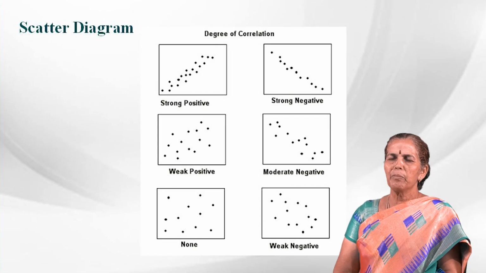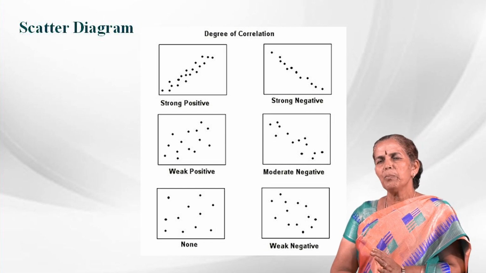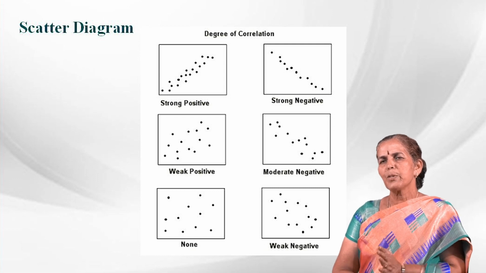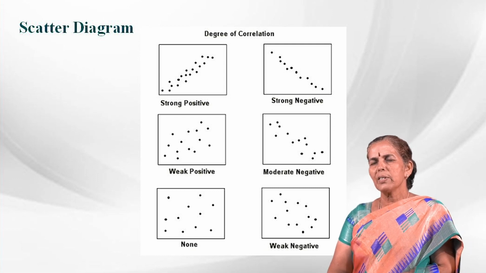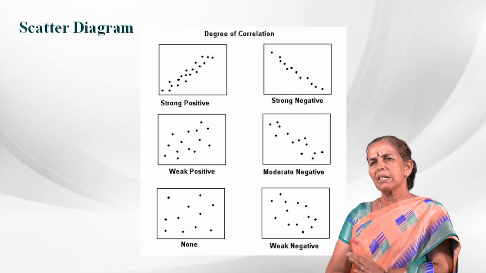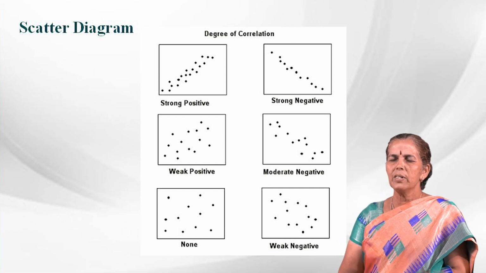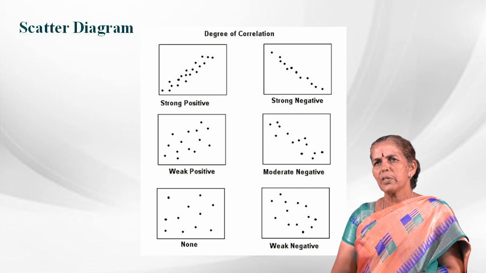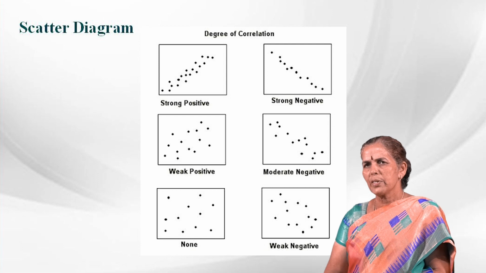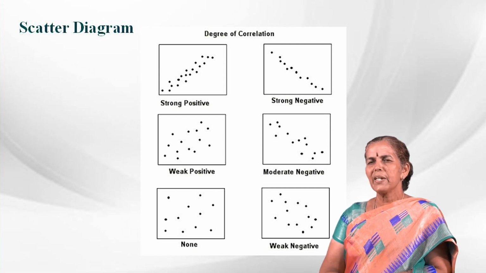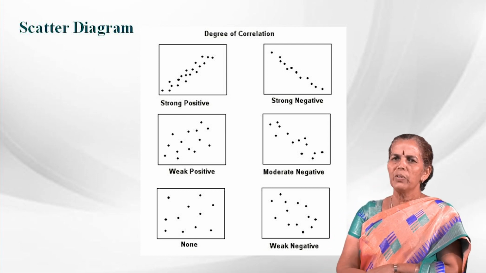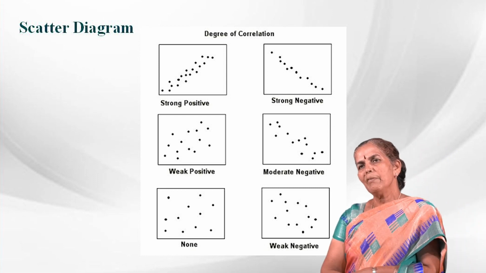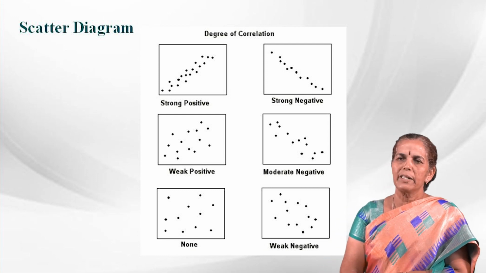Next, degree of correlation for some other, that is, the points are moving away from the straight line. First one is strong positive correlation, that is increasing direction. Next one is decreasing direction, that is strong negative correlation. Still the points are scattered more, that is called weak positive correlation. Next, moderately negative correlation. Then we cannot decide which direction the variables are moving, that is called no correlation. Next, the points are scattered away from the straight line, that is called weak negative correlation.